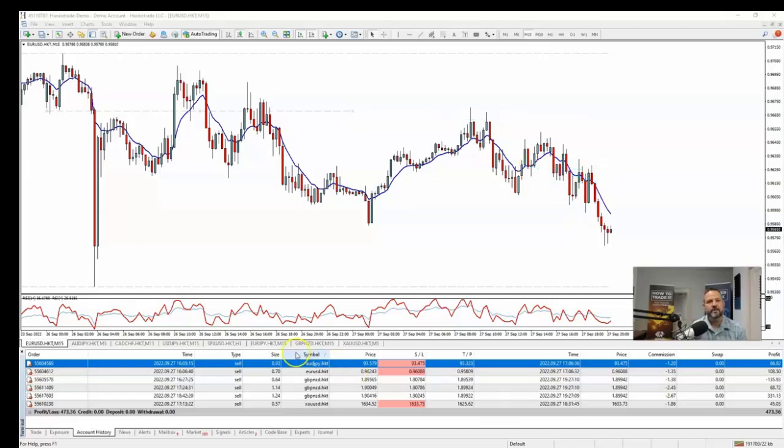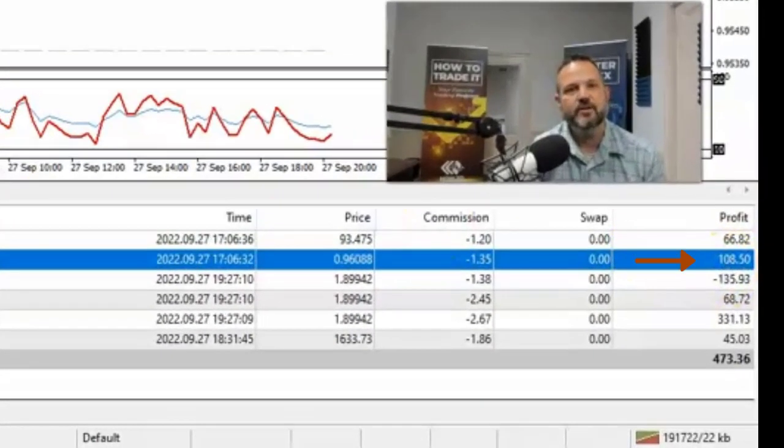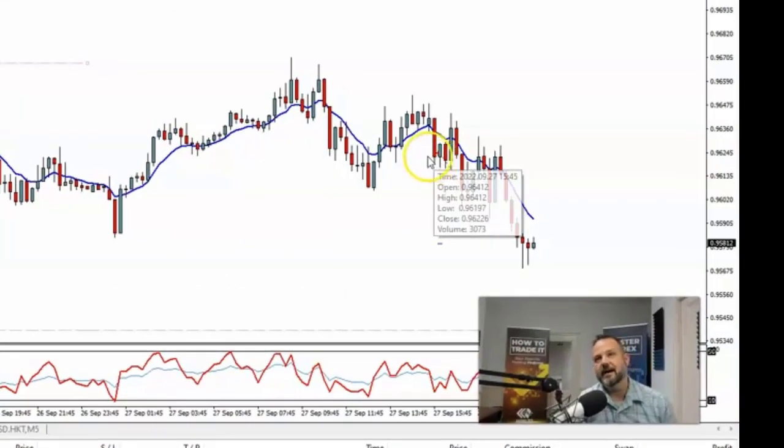So now what I'm going to do is I'm going to take this trade. You can see I made $108 on it. And I'm going to drag it onto the chart so I can see where I entered. And yeah, I was right.